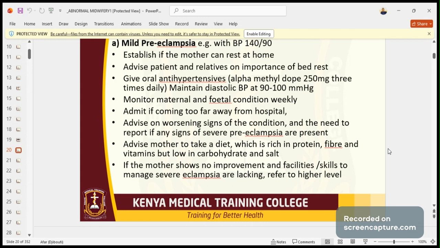Okay? Advise the mother to take a diet which is rich in protein, fibers, and vitamins but low in carbohydrate and salt. If the mother shows no improvement and facilities or skills to manage severe preeclampsia are lacking, refer to a higher level because these are danger signs.